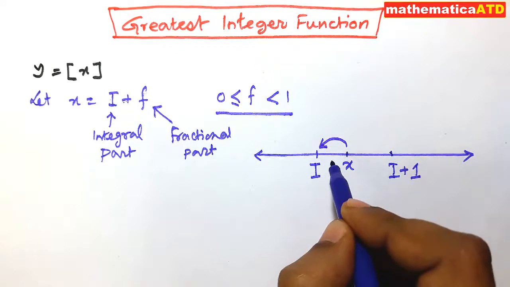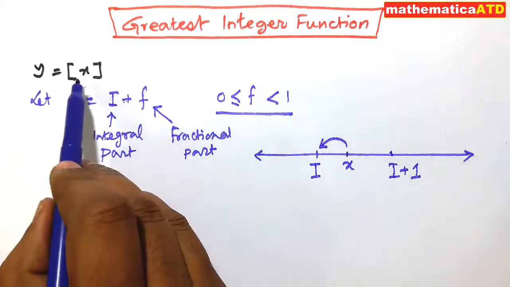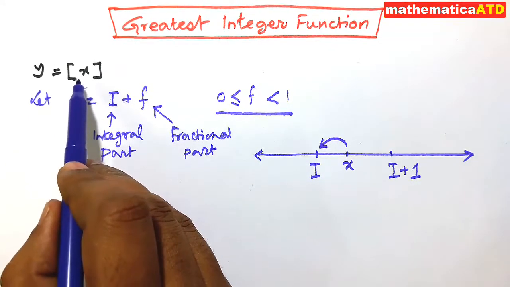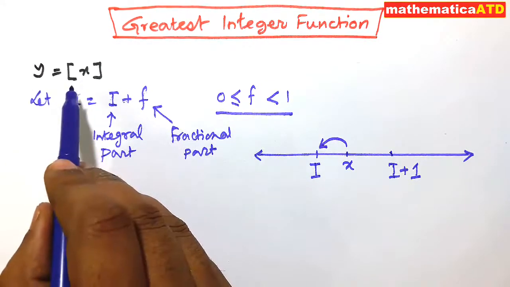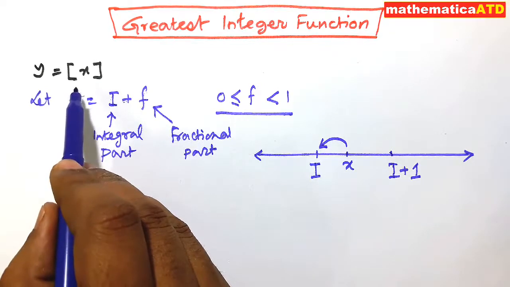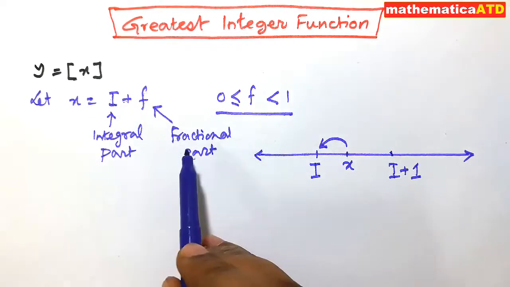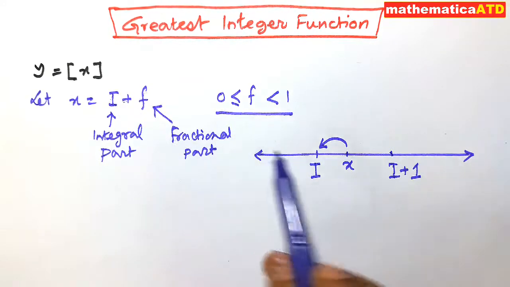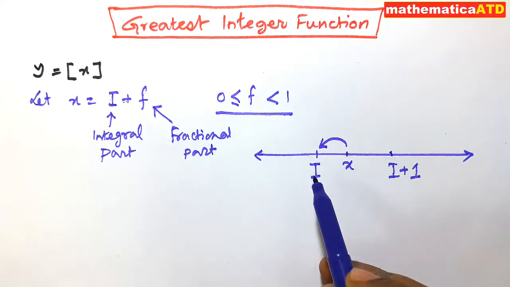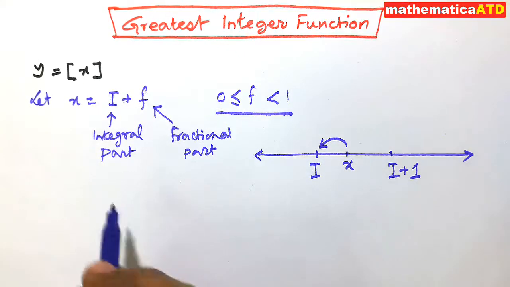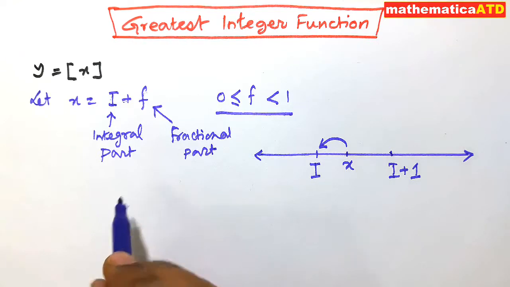So again I repeat, what is square bracket of x? Sometimes we say that it is box of x. So square bracket of x indicates the integral part of x, which is the nearest and smaller integer to x. It is also known as the floor of x.